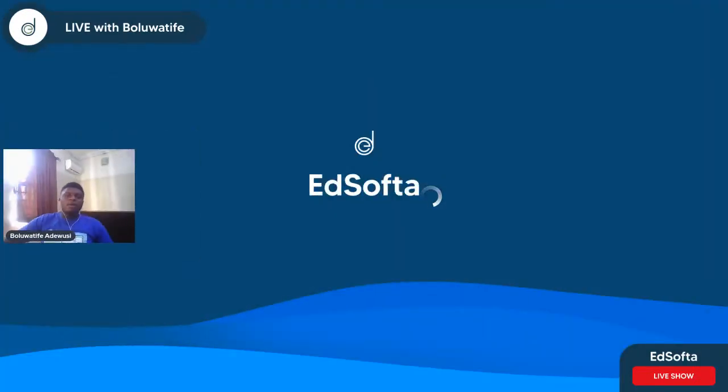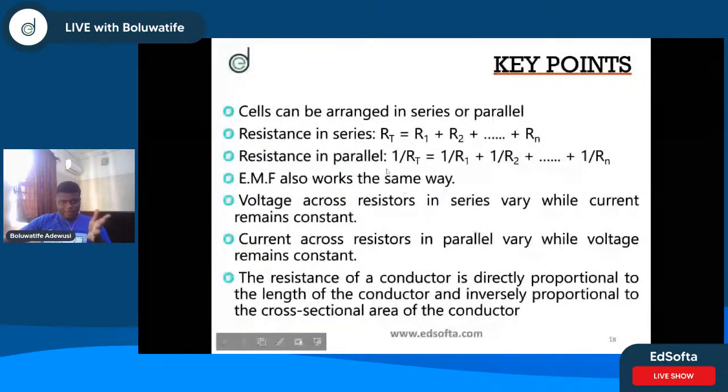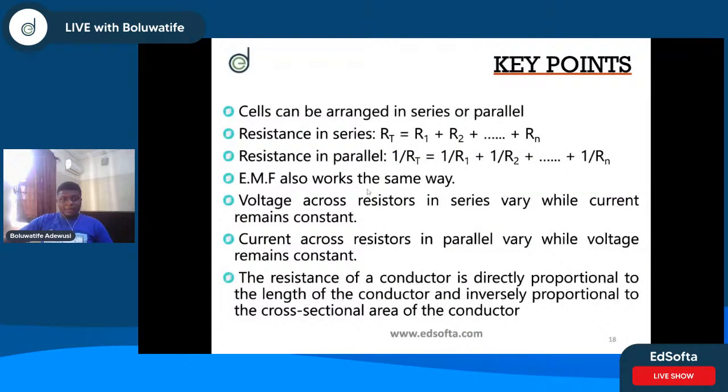Okay, so I've written everything the same way here. So this is the formula for resistance in series, this is the formula for parallel. Now it says EMF also works the same way. So the electromotive force across is the same thing too, in series and in parallel. The same formula works for both of them.